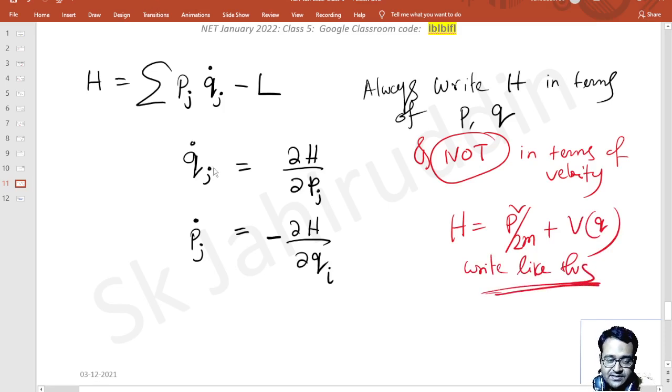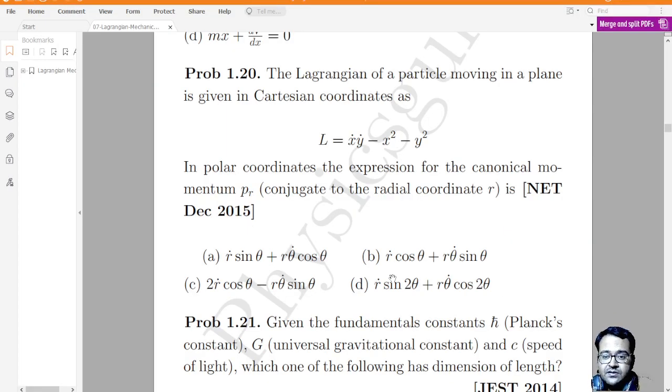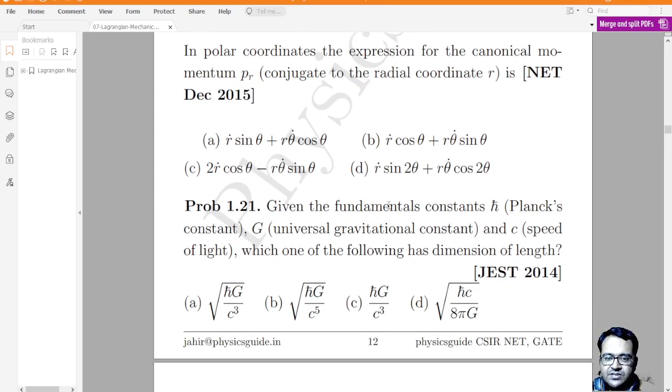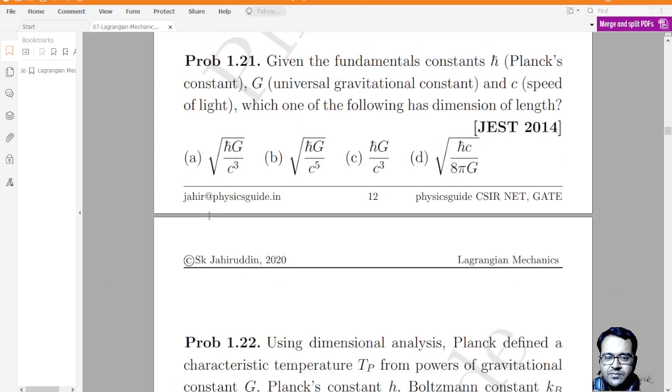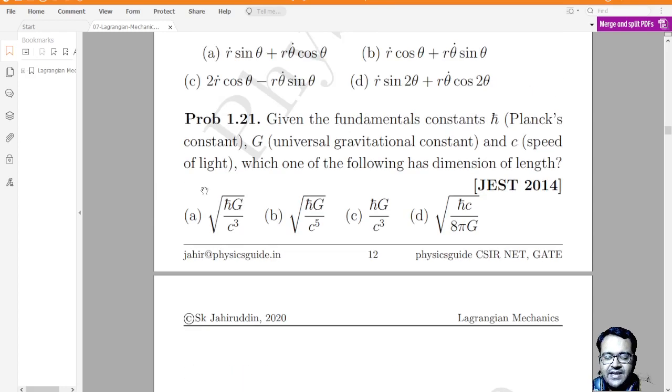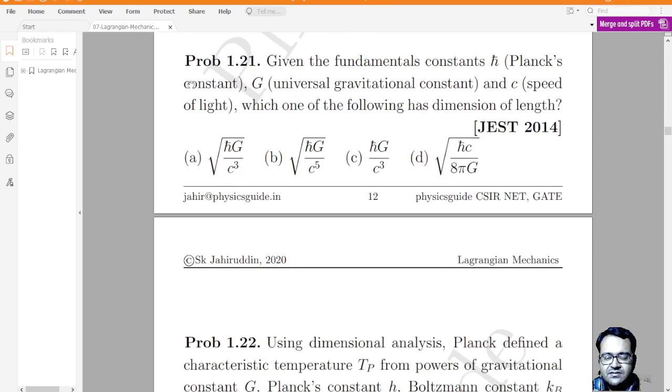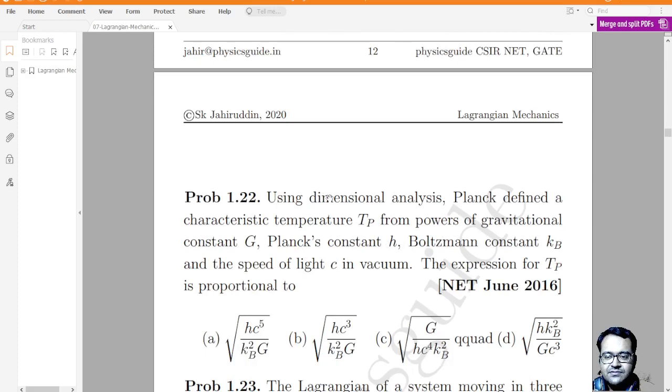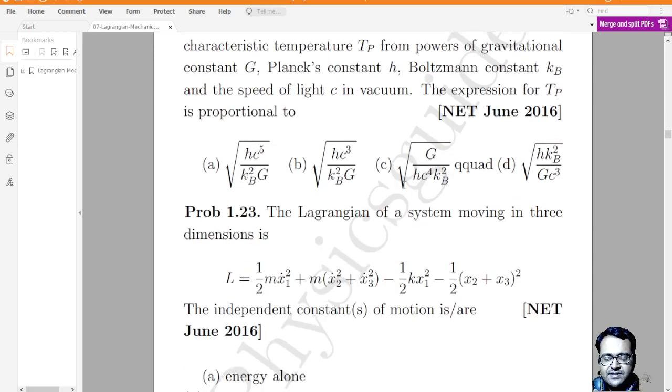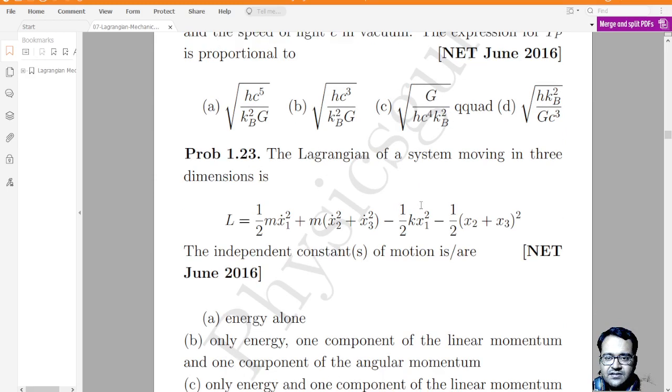You write like this, but don't write in terms of velocity. Okay, this is to be calculated. This is not a Lagrangian problem. This is a dimension analysis problem, so I just don't know how it came here, but just keep it here. The sqword is nothing, this is just a space command typing mistake.